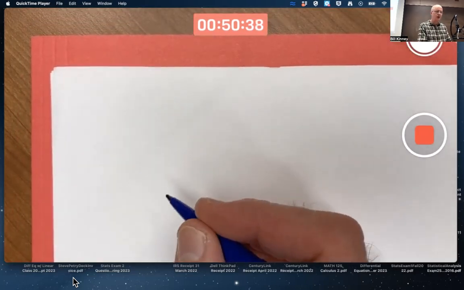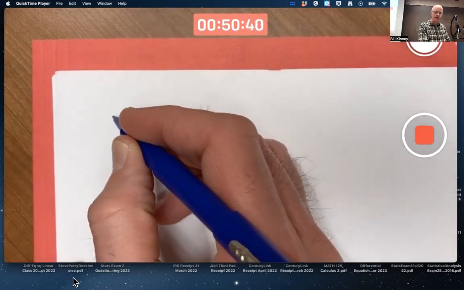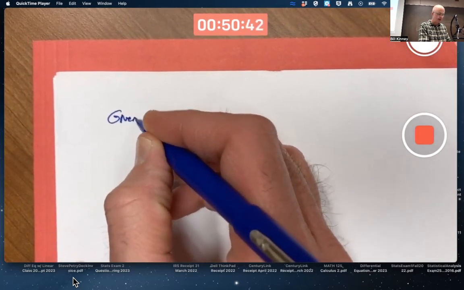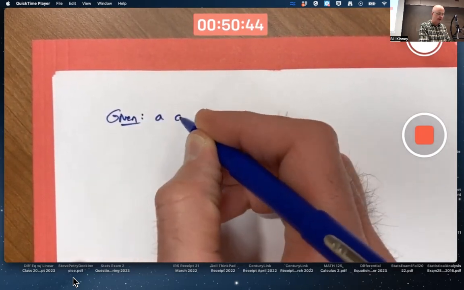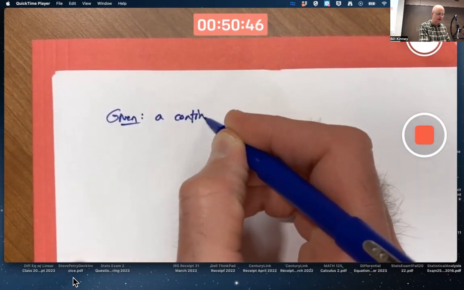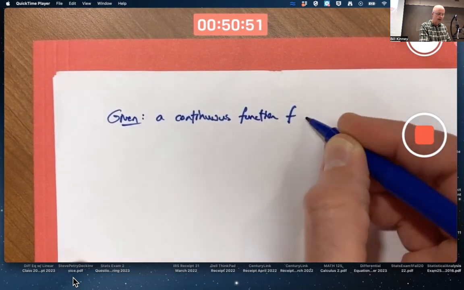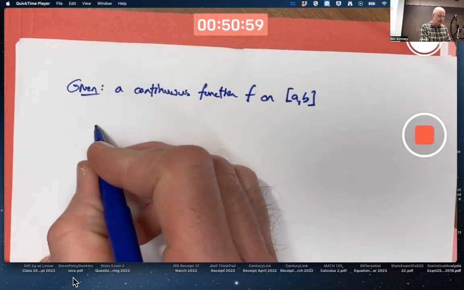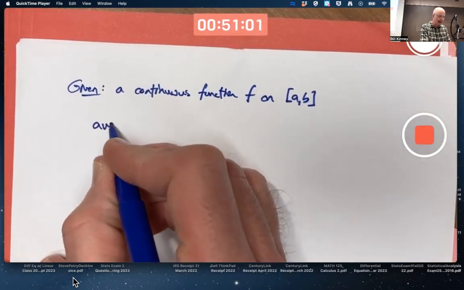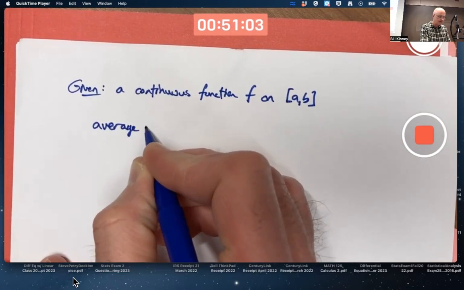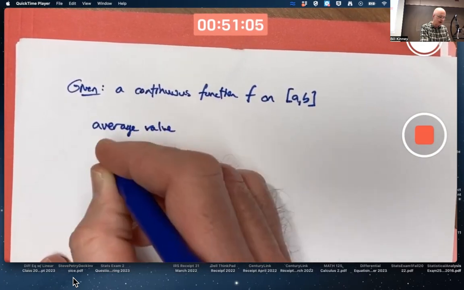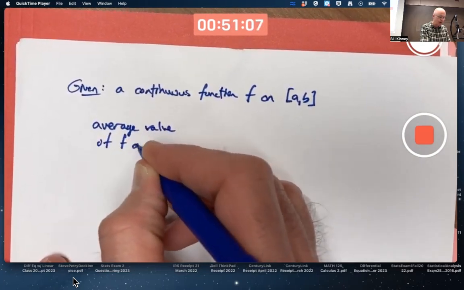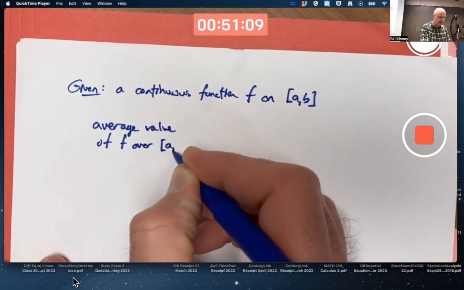But I do want you to know about the average value of a function. If we're given a continuous function f on a closed interval from a to b, I want you to know the definition of the average value of f over the interval from a to b.